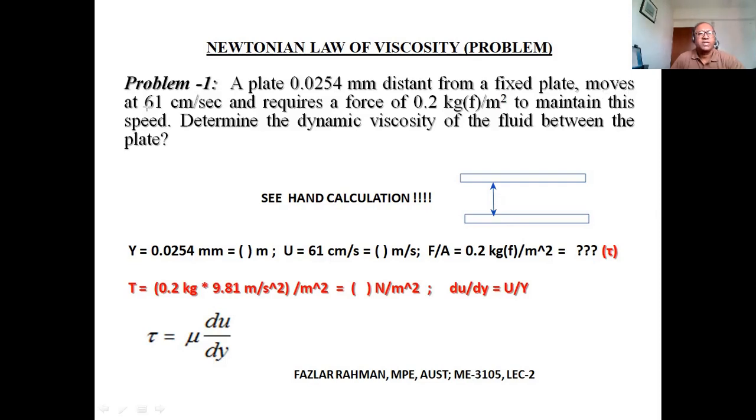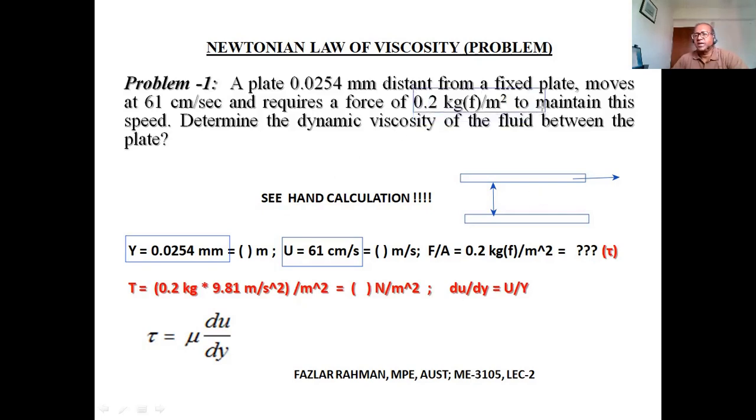Moves at 61 centimeter per second. The upper plate is moving with a certain velocity u. So you see u is given over here and y is given. So y is given, you convert it into millimeter, and u is given in centimeter per second, you convert it into meter per second. Now force is given, it requires a force of 0.2 kg force per meter square to maintain this speed, and find the dynamic viscosity of the fluid between the plates.